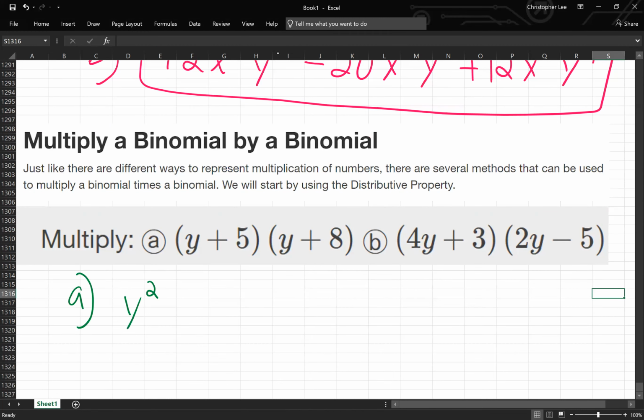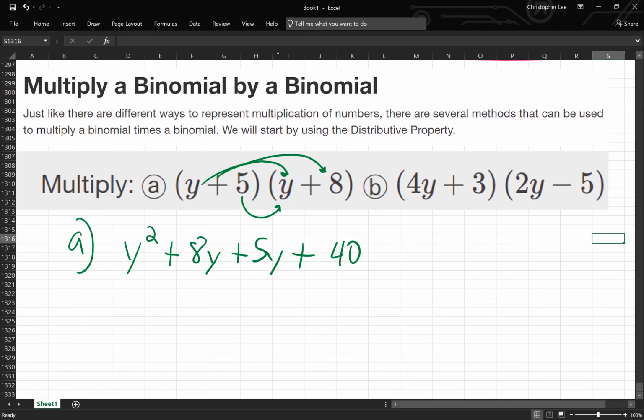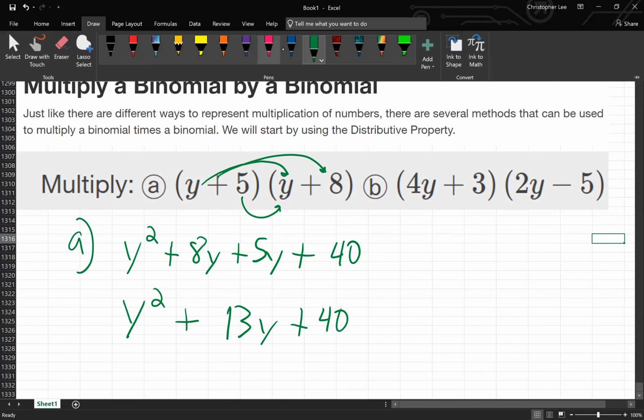What is it? Y squared what? Keep going. Not 14, look. No, I said 40. Boom, boom. 8y, right? 5y. Plus 40, very good. And then you want to combine like terms, right? So this becomes what? Y squared plus, what's 8 plus 5 again? 13y plus 40. I think I'm joking. I really don't know. Right?